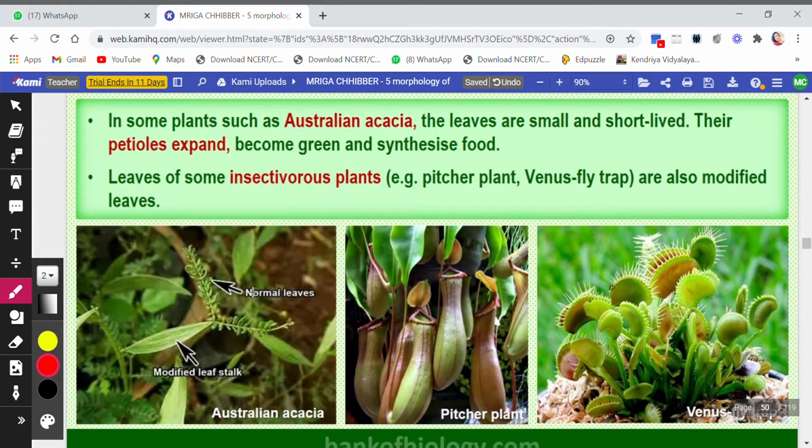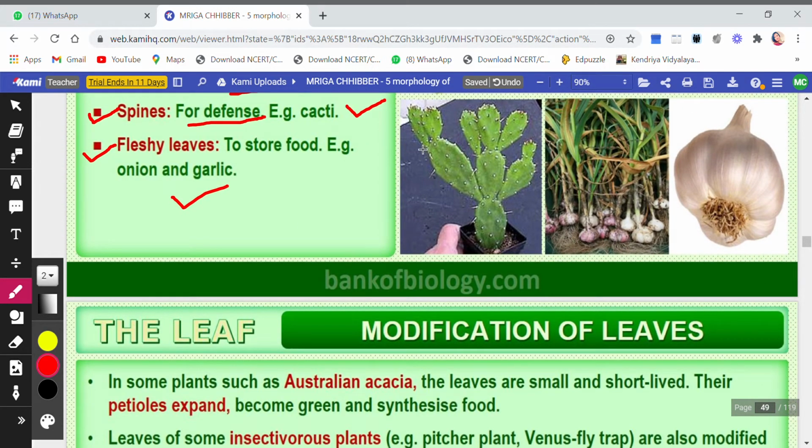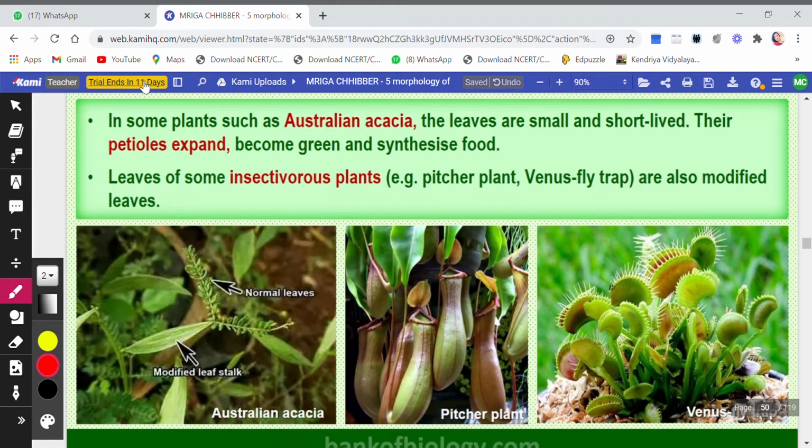Modification in leaves you can see here in some plants such as Australian acacia. The leaves are small and short-lived. Their petioles expand. As I said, the expanded portion is actually a part of stem. It's not the leaf blade. So the petiole expands and they become green and they synthesize food. So this is in the case of acacia. Acacia is actually the cactus.